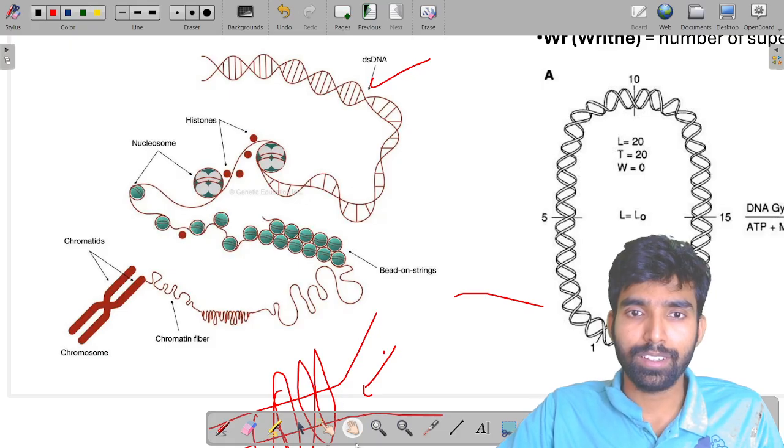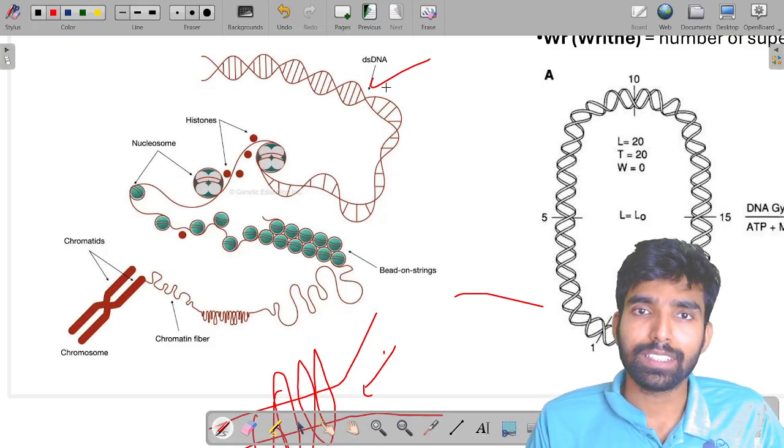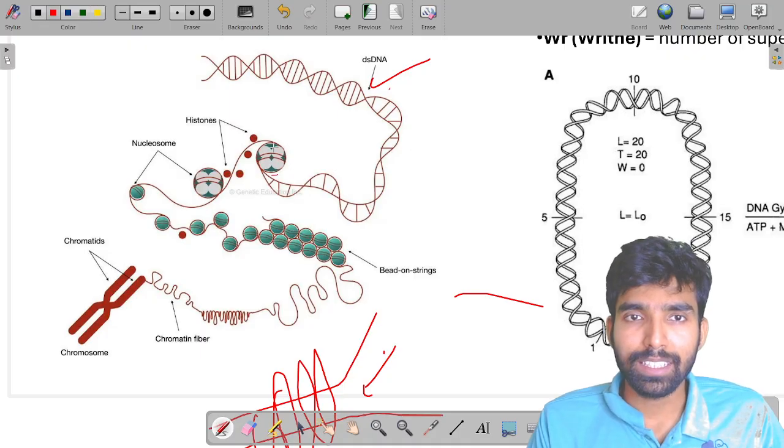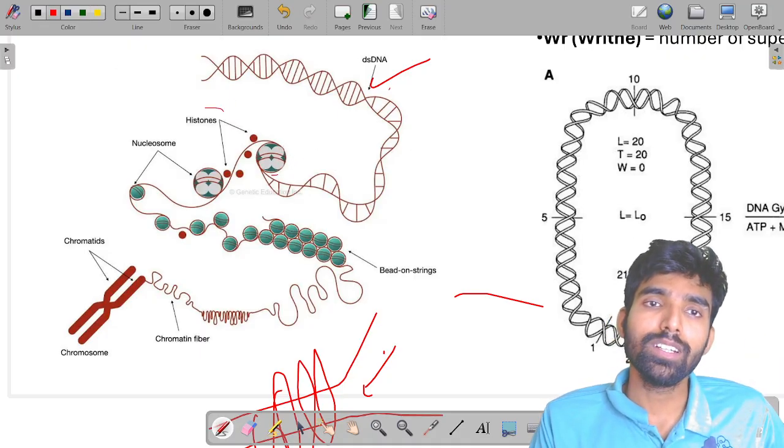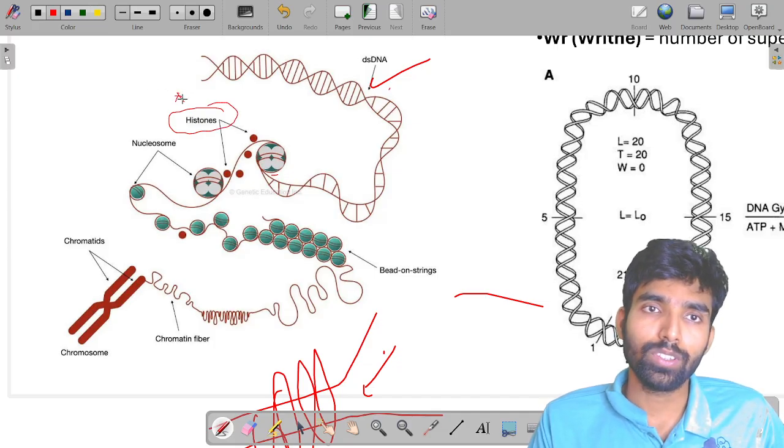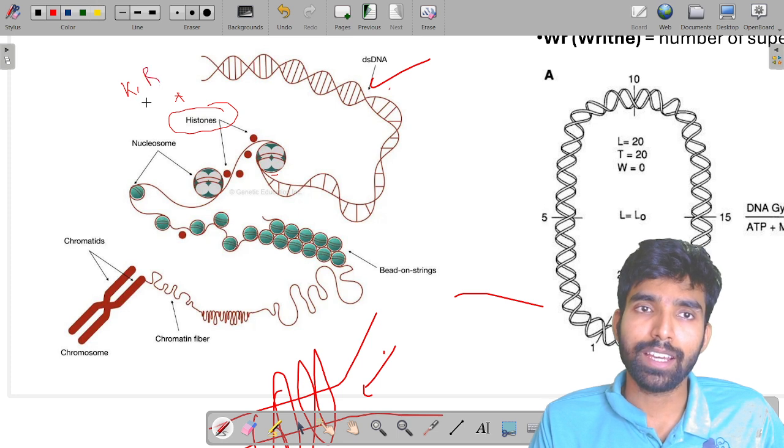Okay, see here. So this is the double-stranded DNA. The double-stranded DNA is now packing up with the histone. So histone is a positively charged protein. It is rich in lysine and arginine, K and R rich.